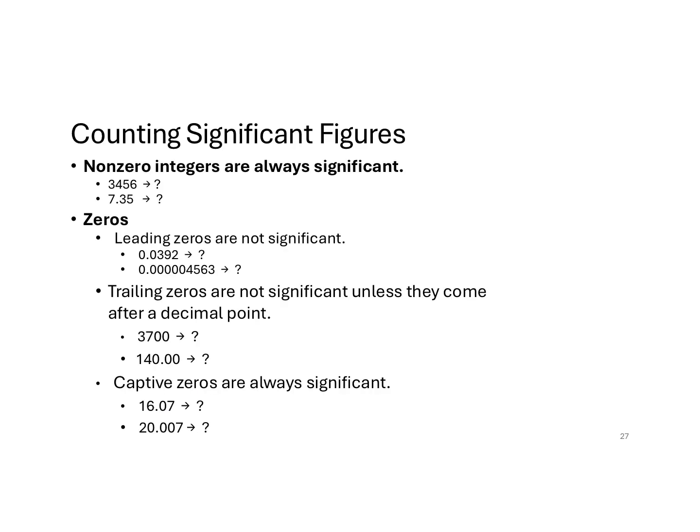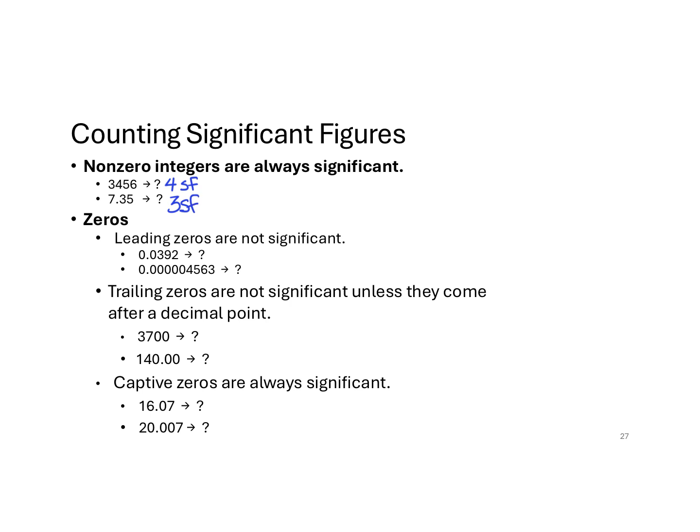So all non-zero integers are always significant. When we look here, these are all non-zeros. There are 4 numbers there. That means there are 4 significant figures. My suggestion would be to pause this screencast and try to determine how many significant figures are here, and then restart the screencast so you can see the answer. There are 3 significant figures there.